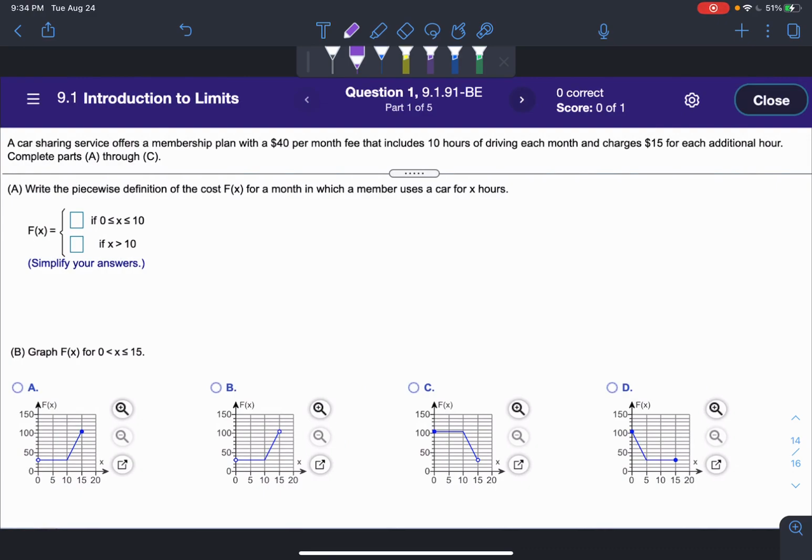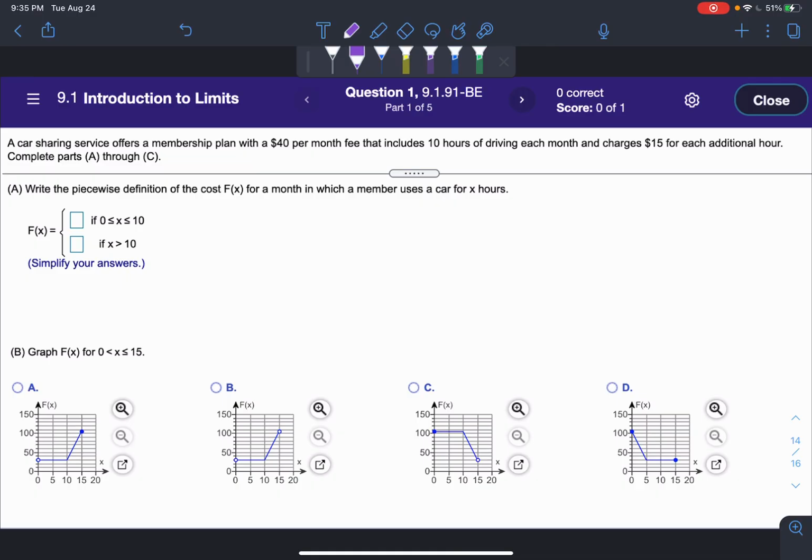Okay, we're almost done. 2 more practice examples for us. So here we have a car sharing service offering a membership plan with a base fee of $40 per month. That includes 10 hours of driving and then $15 times each additional hour. If I drive 10 hours, my price will be $40, but if I drive 11 hours, my price will be the $40 plus 1 additional hour times 15. So just keep that in mind.